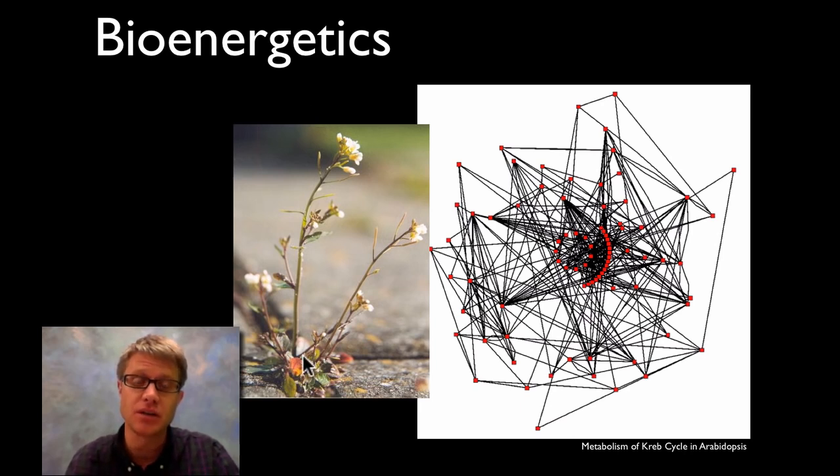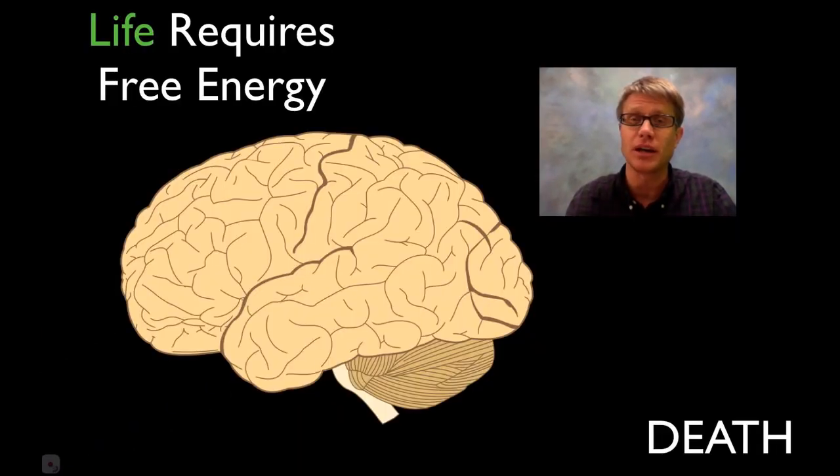This plant right here is called Arabidopsis, and to the right of it is a diagram showing the metabolism of just the Krebs cycle in Arabidopsis. This is how it's converting acetyl-CoA into carbon dioxide and then making NAD and fat. This is incredibly complex. Each of the red dots represents an enzyme, and each of the lines represents chemicals moving between those enzymes. You can see that it's incredibly complex, but you need to know the basics of bioenergetics.